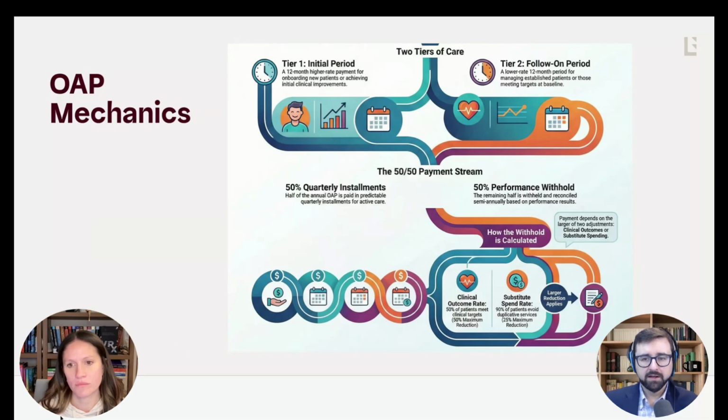And then finally, Medicare is going to compare the two numbers and ask, was the clinical outcome adjustment greater than the substitute spend adjustment? If yes, then we're going to apply the clinical outcome adjustment as the decrease in the withhold of that $1,000. Or was the substitute spend adjustment higher? Okay, well, then we're going to apply the substitute spend adjustment to those payments.